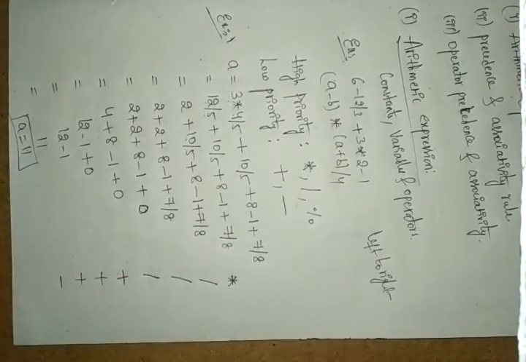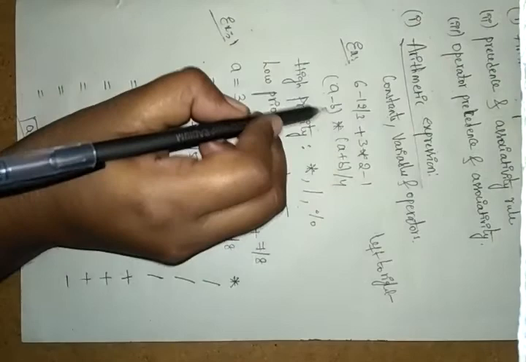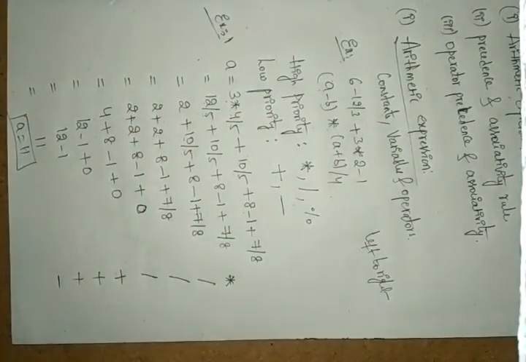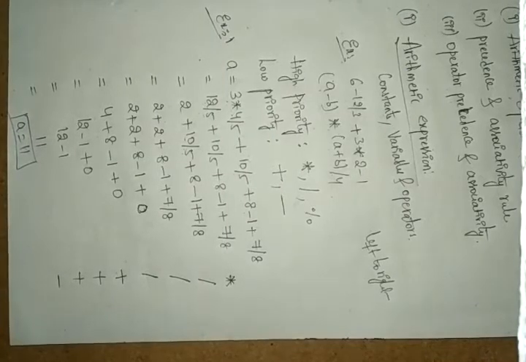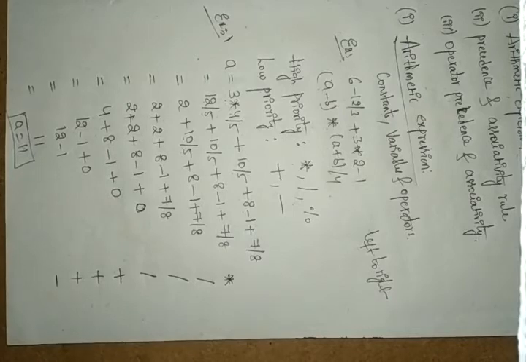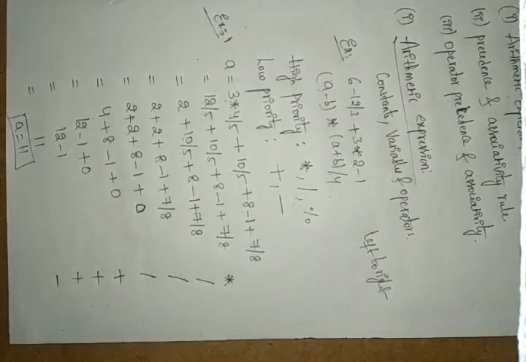Or else, if you are taking a minus b into a plus b by 4, you can take the values, a is equal to something, b is equal to something. Okay, so by that you will get the value. So that is your performance only. So you have to do that example.